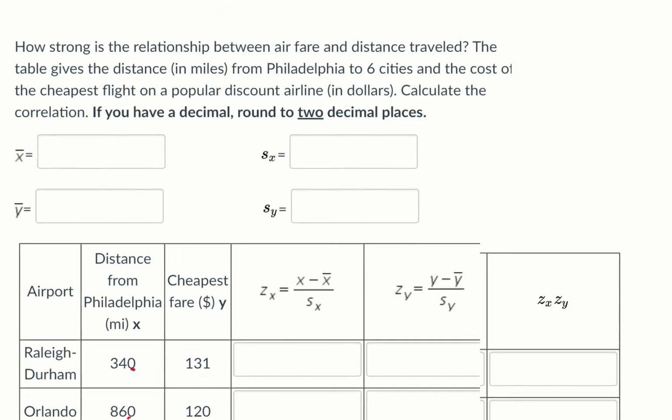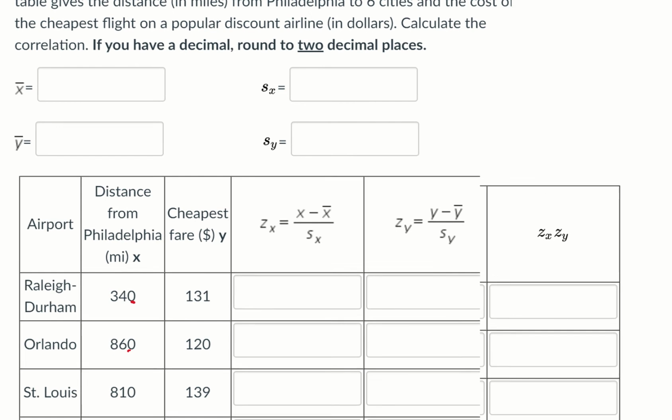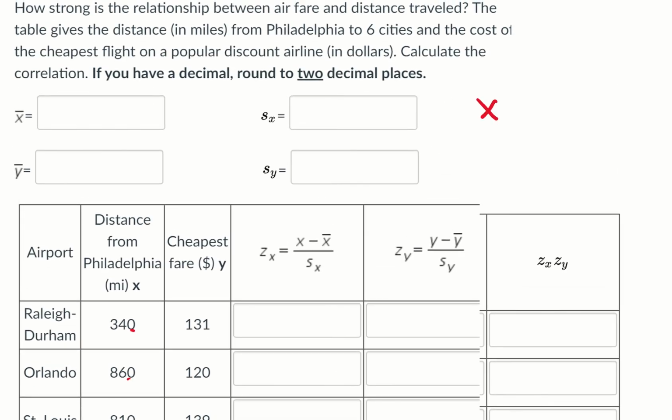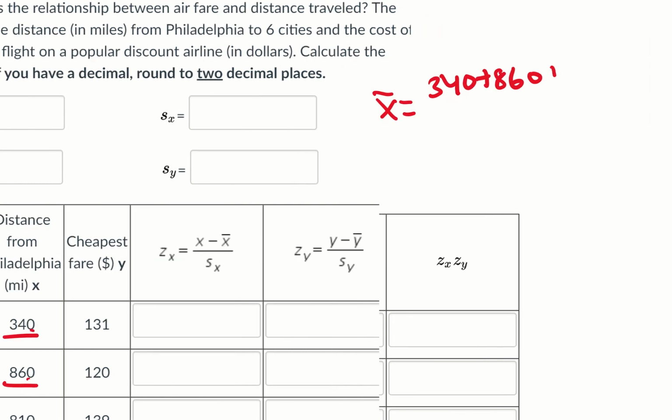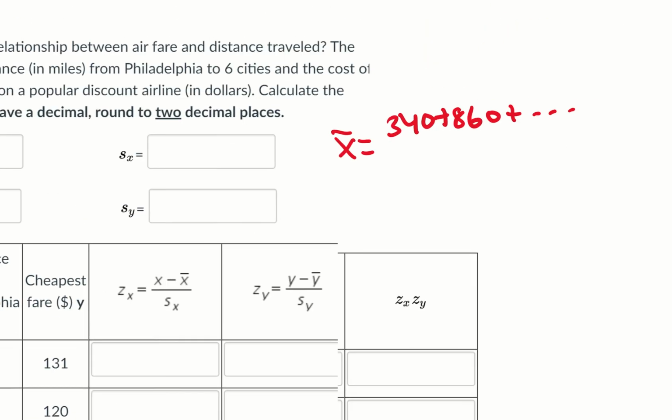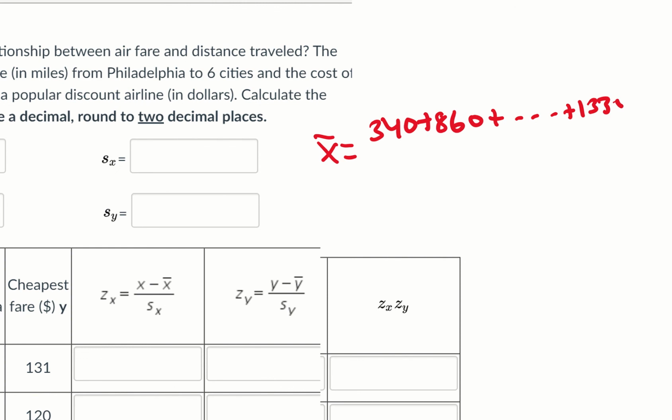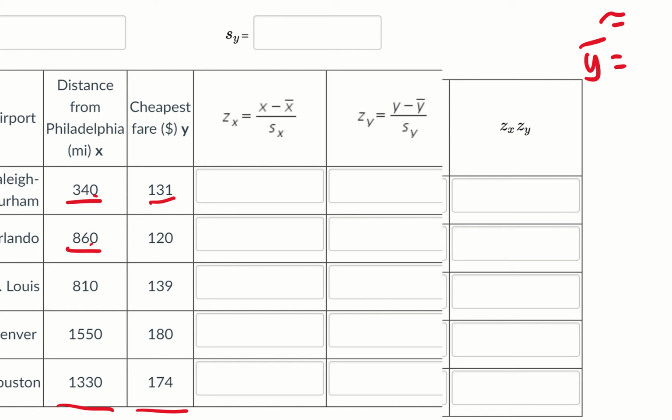So go ahead and write the number here, x bar: 340 plus 860, we're adding these numbers here, all the way to 1330. Divide that by 5 airports, and we'll get that number in just a second. And for y bar, add these numbers.